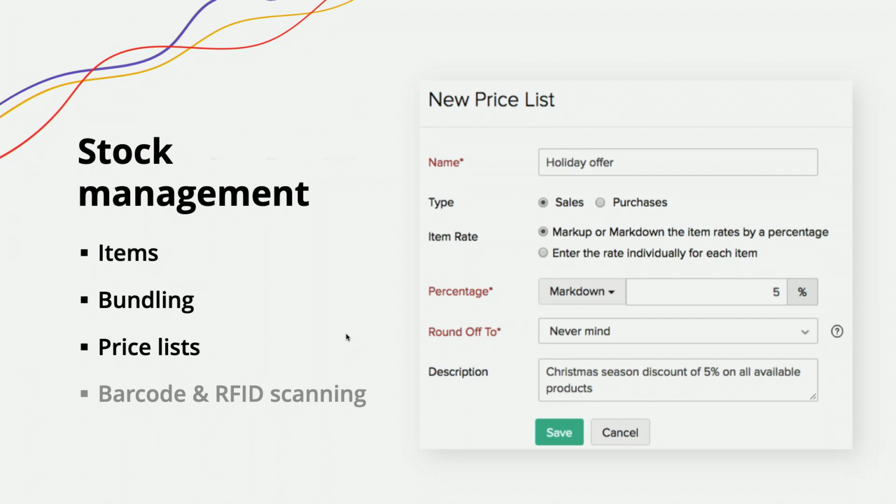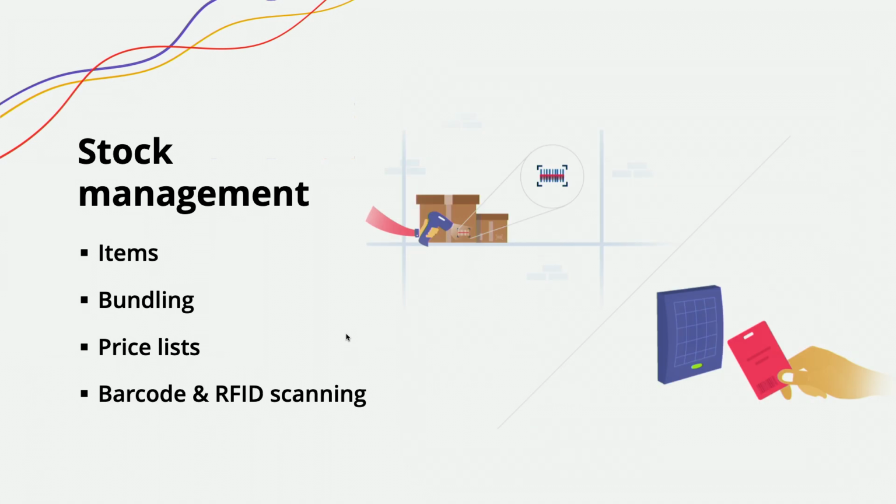So this is either a percentage markup or markdown on the entire list of prices you have by default, or you can set individual prices for individual products. And either you can associate them to customers or you can apply them at the invoice or sales order level. And then this is some more interesting stuff.